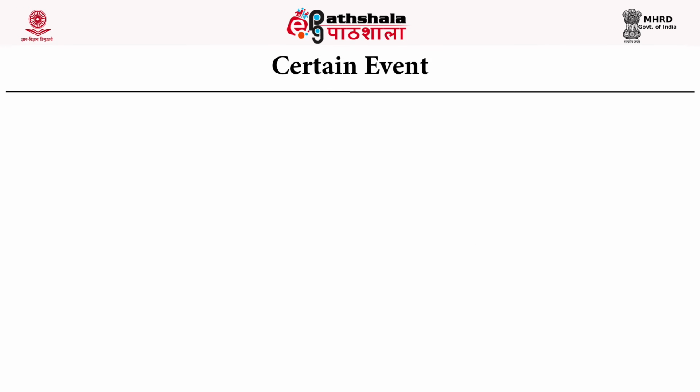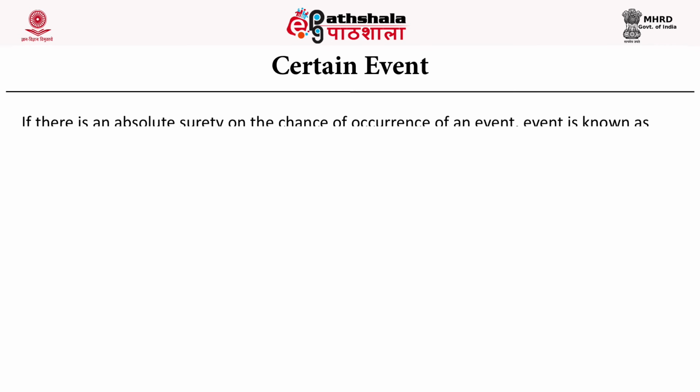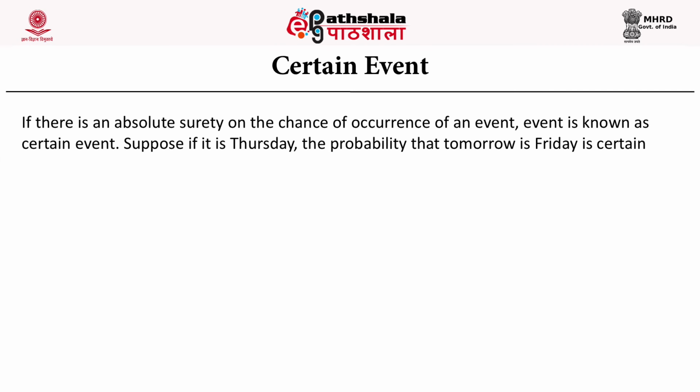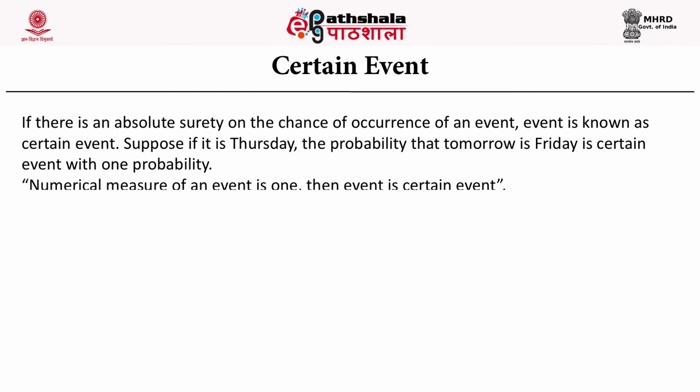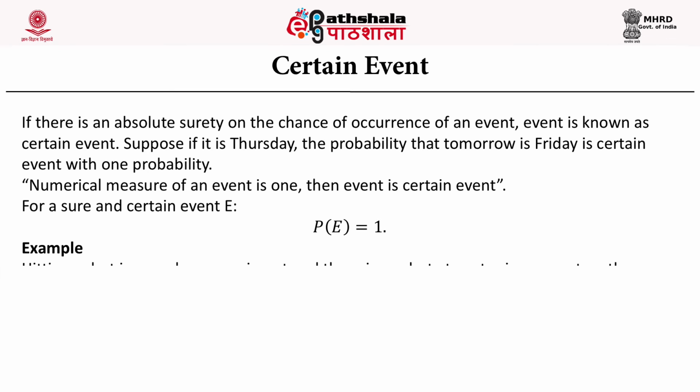Certain events. If there is an absolute surety on the chance of occurrence of an event, it is known as a certain event. Suppose it is Thursday; the probability that tomorrow is Friday is a certainty, that tomorrow will be Friday. So the outcome is 1. That means the probability of E is equal to 1.